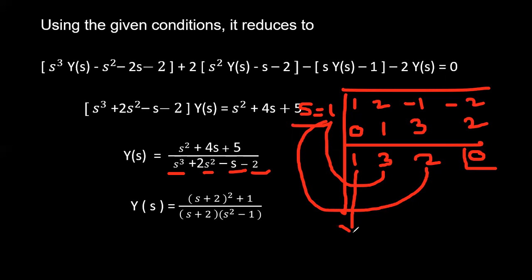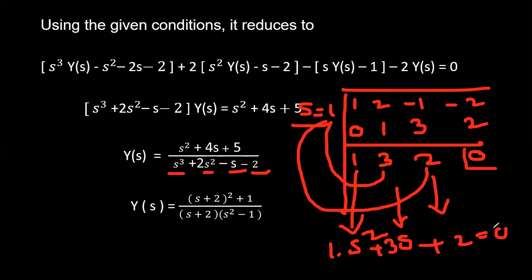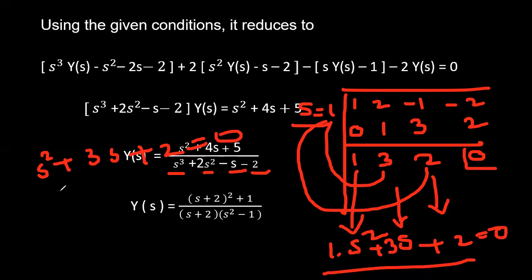Now this 1 is the coefficient of s square, this 3 is the coefficient of s, and this 2 is the constant value. So finally we get 1 into s square plus, all these values being plus values, 1 into s square plus 3 into s plus 2 is equal to 0. This is another equation. Now we have to evaluate this equation, that is s square plus 3s plus 2 equal to 0, to find the other two roots of the given equation.